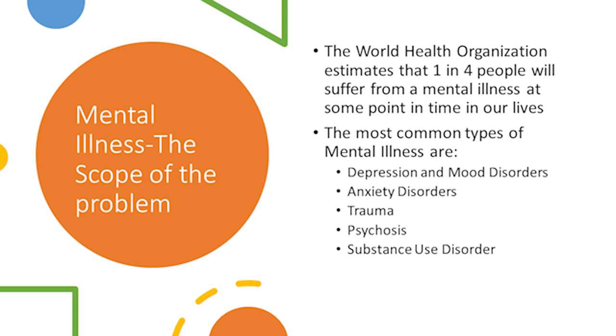Mental health, the scope of the problem. Statistics are showing that mental illness has become more widespread as a result of the pandemic and has even been called the second pandemic. Mental illness affects all ages and doesn't discriminate on race or socioeconomic status. Anyone can be affected by a disruption in their mental health at any time. The World Health Organization estimates that 1 in 4 people will suffer from a mental illness at some point in their lives.